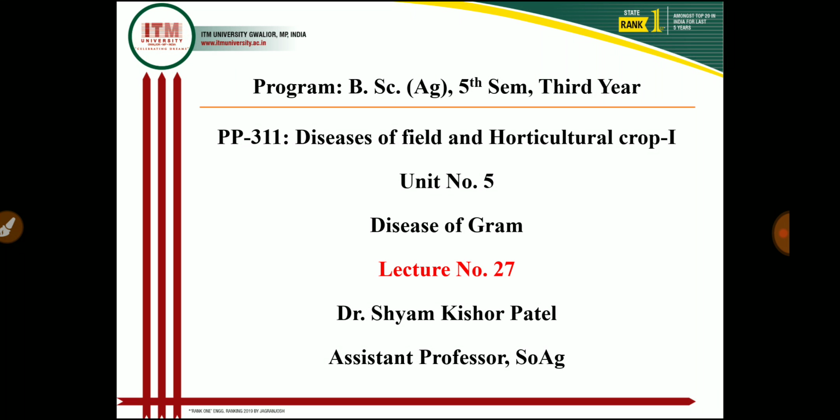So in the BSc Ag course, as you are in 5th semester, that is third year, I will teach you the plant pathology subject. In PP 311, the course title is Diseases of Field and Horticultural Crops and Their Management, first, in which we only study field crop diseases. Today I will start Unit 5, that is diseases of gram, which comes under lecture number 27.